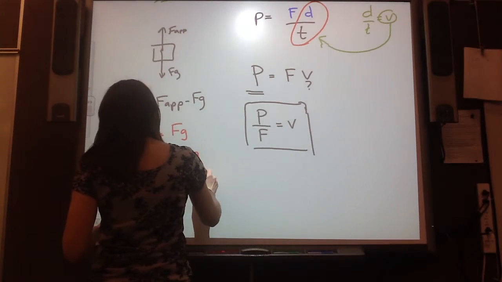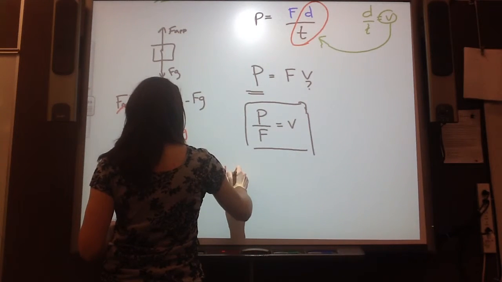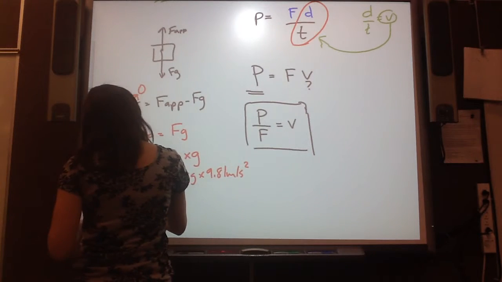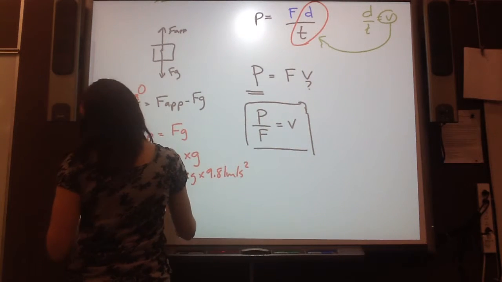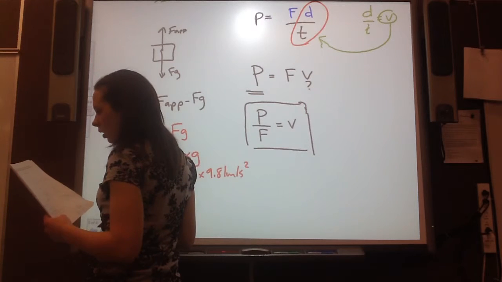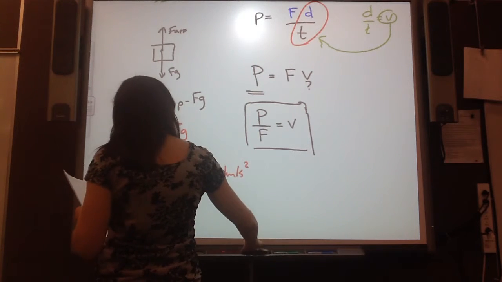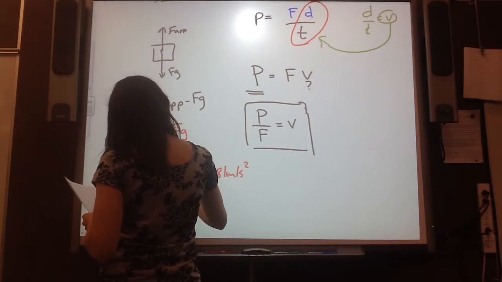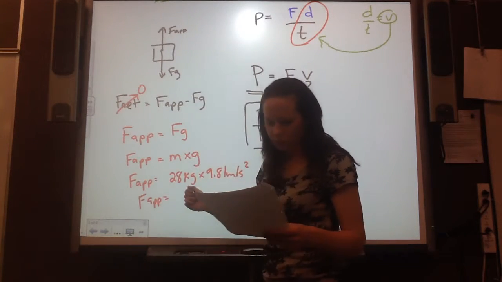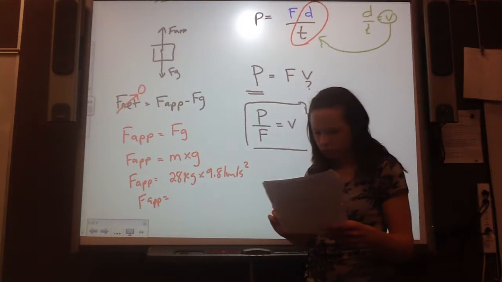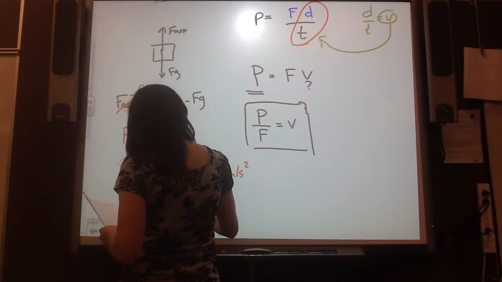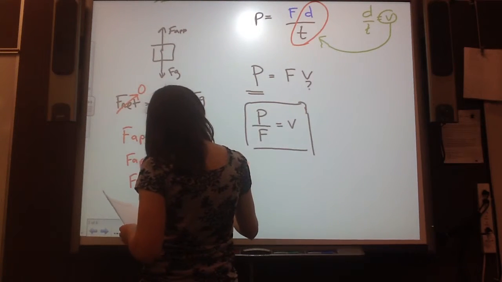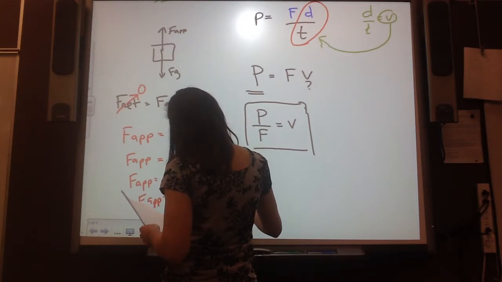28 kilograms multiplied by 9.81 meters per second squared. So F app. Pardon? Oh, why did I put 60? Thanks. Okay, what is that? Newtons.